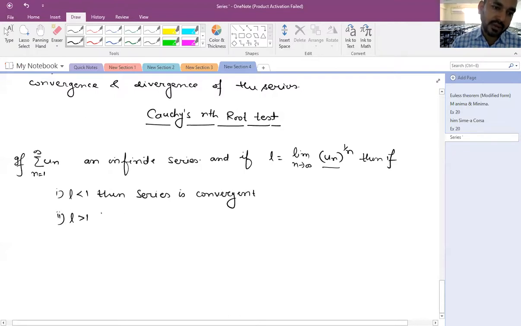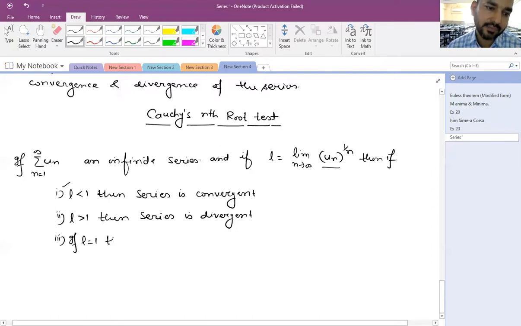If L is more than 1, series is divergent. So it is same way as I have taught you D'Alembert. वहां पे भी L less than 1 पे series convergent है, यहाँ पे भी L less than 1 पे convergent है. L more than 1 series is divergent. And if L is equal to 1, then test fails. Okay.